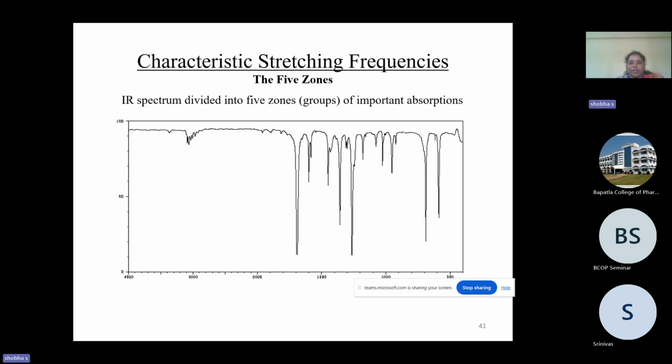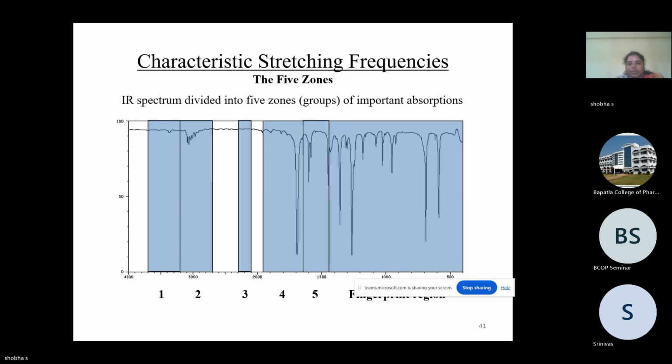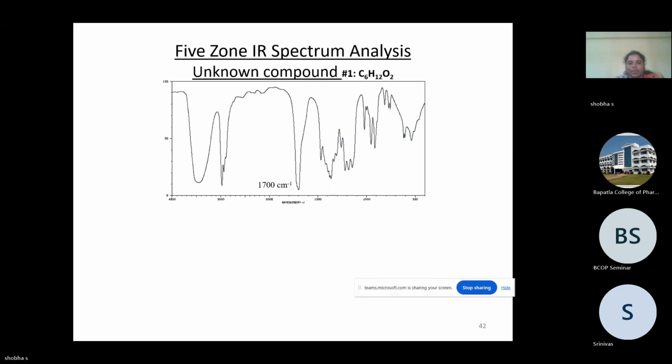Just observe the things. The IR spectrum has been divided into 5 zones for our easy understanding, where we are going to see these things. Zone 2 as well as zone 3, 2300 to 2000. Then you need to practice zone 4, where we are going to see the carbonyl compounds, and zone 5, where we are going to see the C double bond C as well as the C double bond C present in the benzene. This is the fingerprint region.